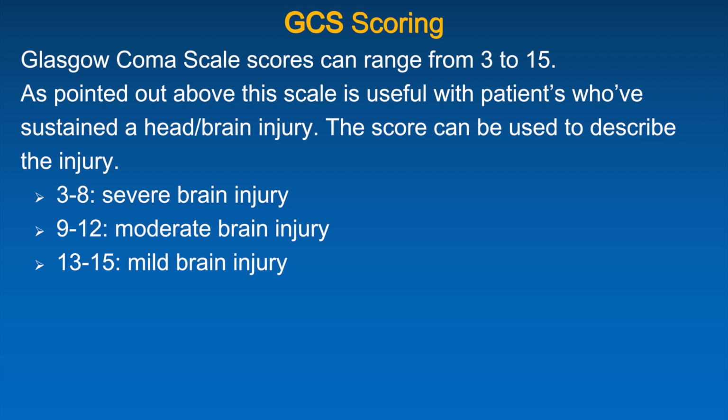Glasgow Coma Scale score can range from 3 to 15. As pointed out above, this scale is useful with patients who have sustained a head or brain injury. The score can be used to describe the injury. 3 to 8 is severe brain injury, 9 to 12 is moderate brain injury, 13 to 15 is mild brain injury.